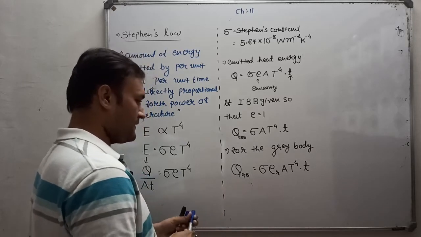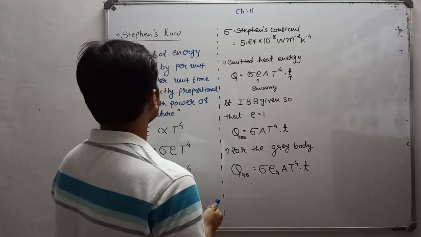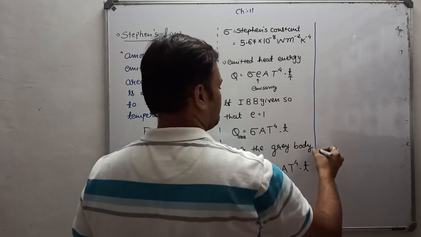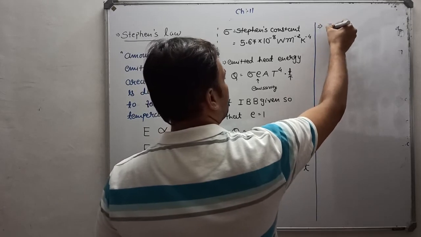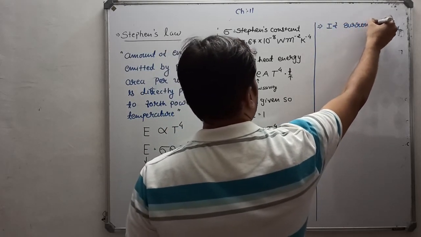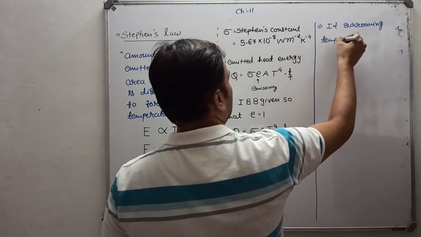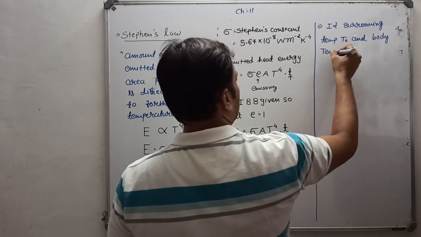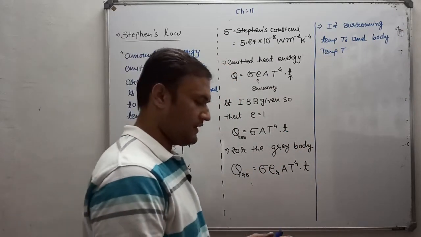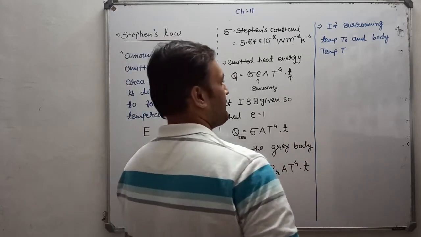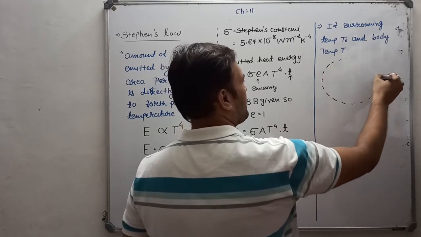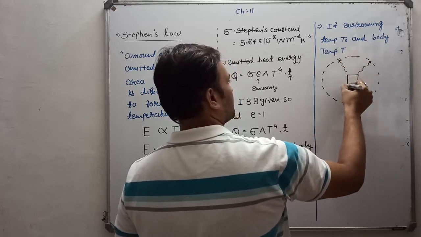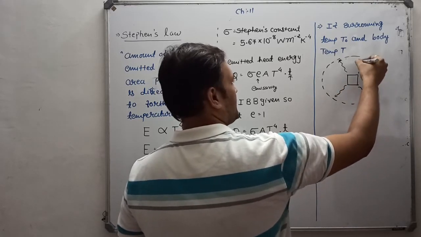Now, the condition for Stephen's law: if the surrounding temperature is T0 and the body temperature is T, and we keep the body in this atmosphere, suppose this is the surrounding atmosphere, it emits the energy Q.